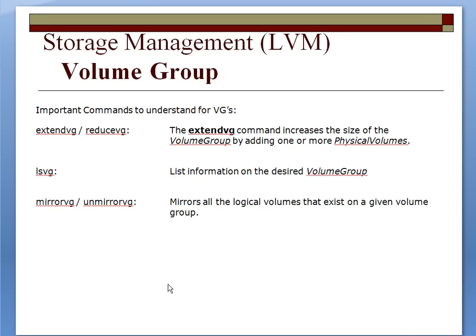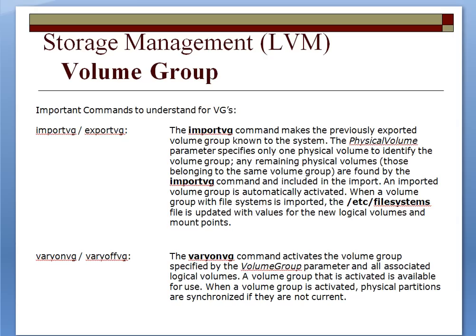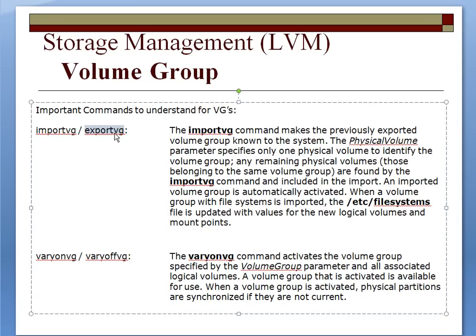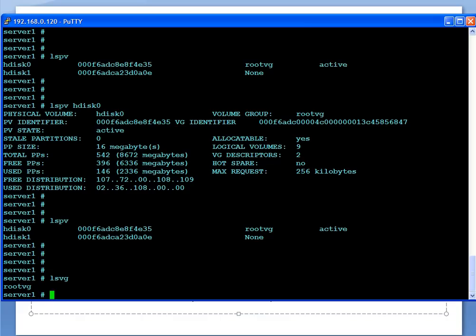Okay, basically now we're gonna go over some of these commands. There's a confusion between import and export and vary on and vary off. What does import export mean? Where are you importing it to and where are you exporting it to? So there was a question on this.